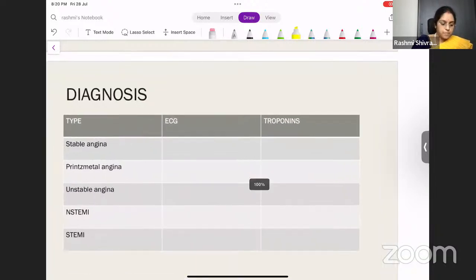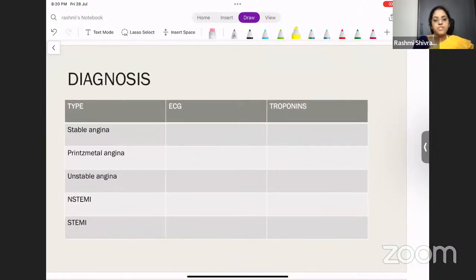How do you diagnose these patients? So what happens with relevance to the ECG and the troponins? In this, we are just going to see if there is an ST elevation or not, and what happens to the troponin. These are the important points that we should discuss.